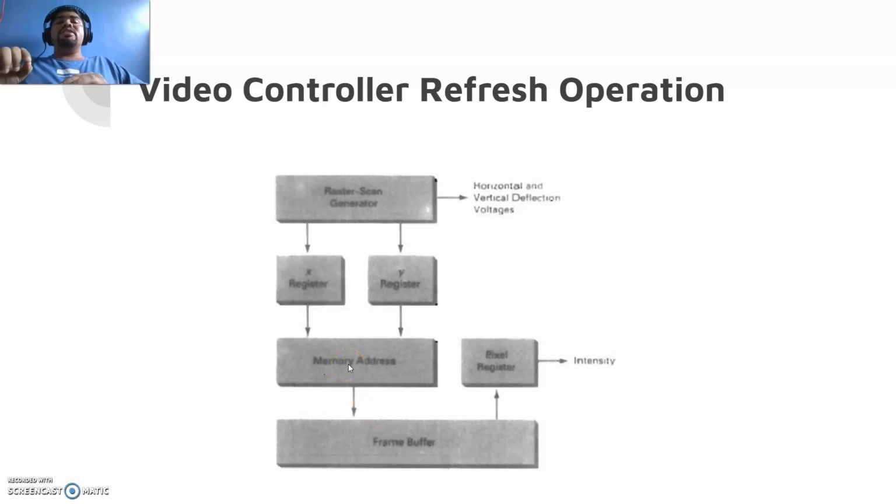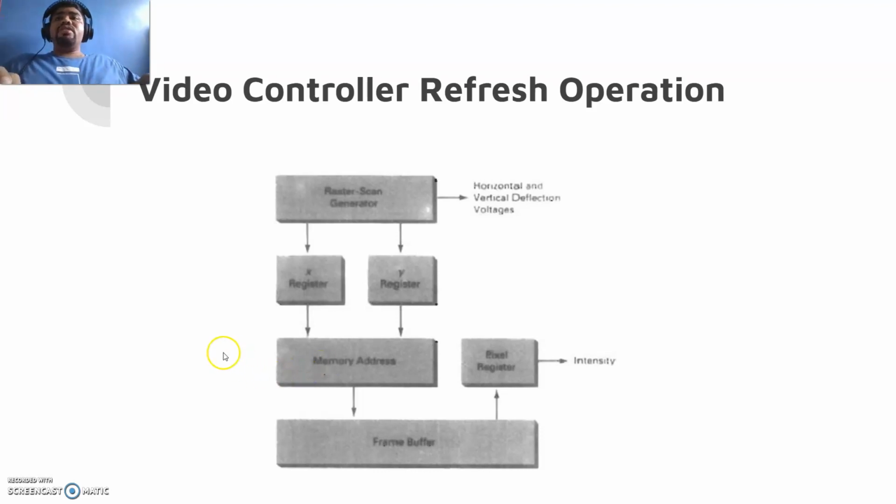The beam inside the CRT monitor has to be very fast when it is moving from left to right and covering every single scan line. So processing the entire screen should take very little time, almost a hundredth of a second. If I'm talking about 30 frames per second, then it should be at least 1/30th of a second. That's how fast it has to be.